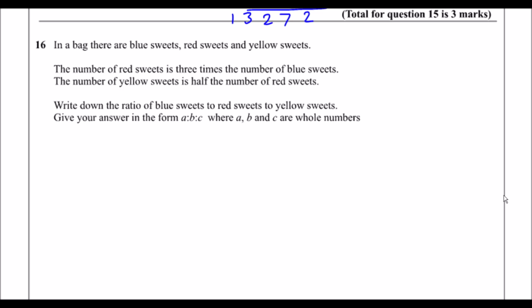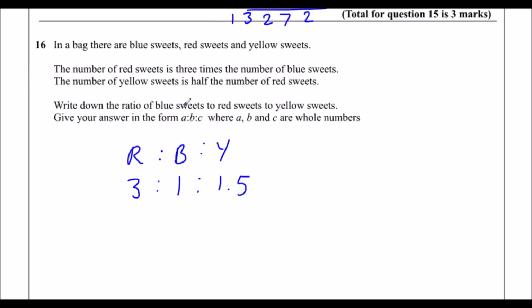Question 16. In a bag there are blue sweets, red sweets and yellow sweets. The number of red sweets is 3 times the number of blue sweets. So we can write a ratio 3 to 1. The number of yellow sweets is half the number of red. So if we've got 3 red, half of that yellow, 1.5.